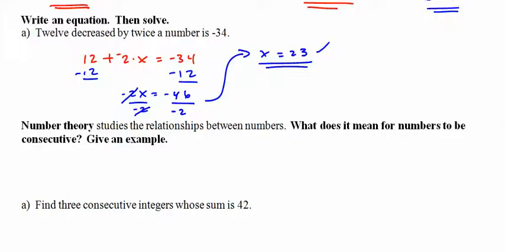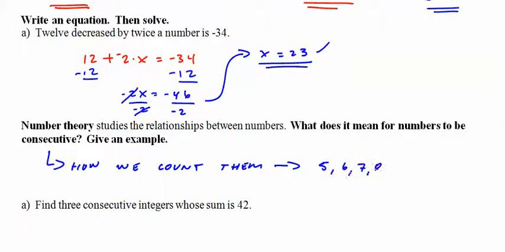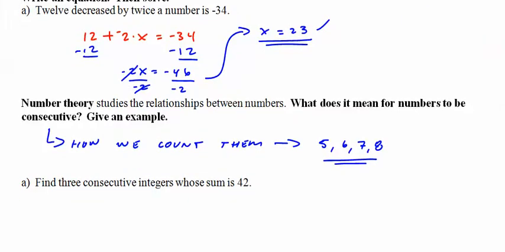Number theory studies the relationship between numbers, and I've seen the expression number theory in many a place, and it means lots of different things, so my advice is not to get hung up on what they're talking about here. What does it mean for numbers to be consecutive? How would we count them? So now you know all you need to know about number theory. I say the consecutive numbers starting with 5 that go 4 times would be 5, 6, 7, 8.